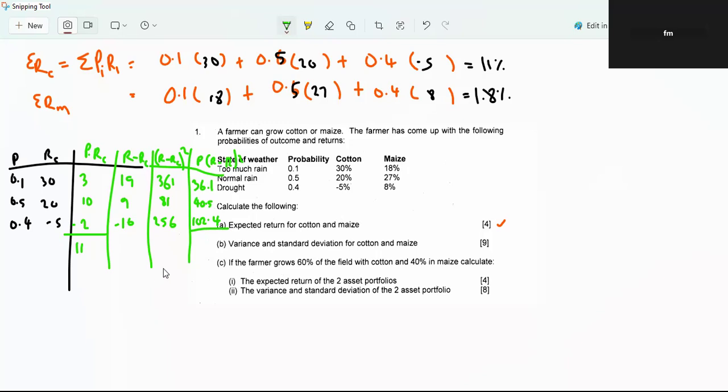So now you add these ones: 40.5 plus 36.1 plus 102.4. So here you're going to have 179. The variance is 179, and the standard deviation is when you square root it. The square root of 179 is 13.38.